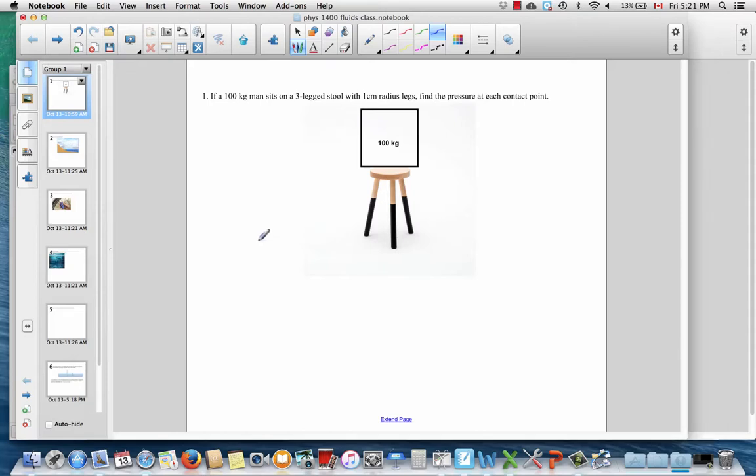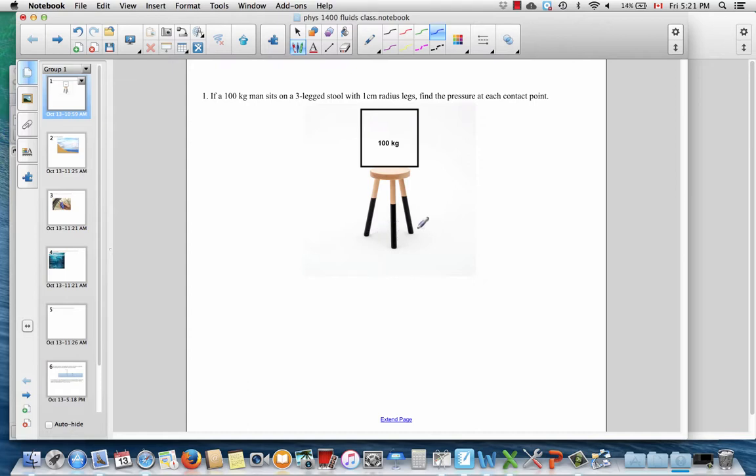So a little bit of a recap of some fluids theory concepts that we saw introduced in our transportation chapter and which have come up in the lab. Now, here we've got a person sitting on a stool. There's three legs to the stool, and each leg is 1 centimeter in radius.